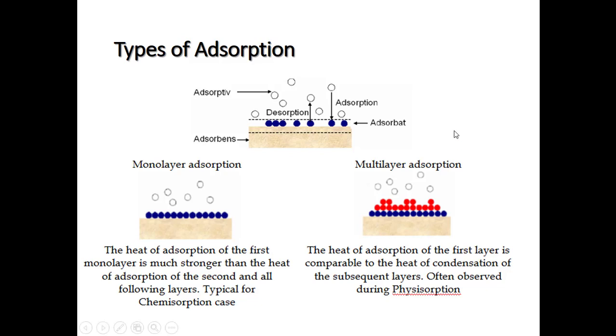Always in the adsorption process, two opposite processes happen or occur at the same time. We have the adsorption process, which is the association of the adsorbate with the adsorbent, while on the opposite side there is desorption, which is the dissociation of the adsorbate from the adsorbent.